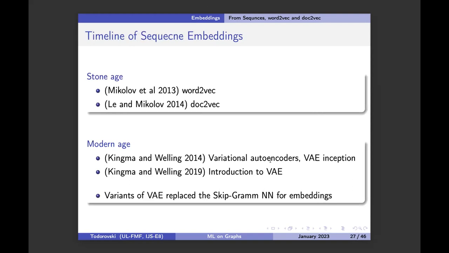What happened in 2014 that simplified the passage to the modern age? The inception of the modern world happened in 2014 when somebody invented so-called variational autoencoders. I will tell you just a little bit about variational autoencoders, because I would like to make a break now, like 10 minutes.